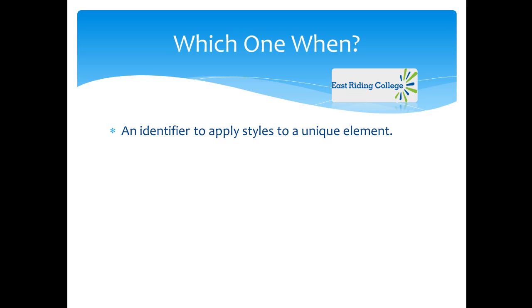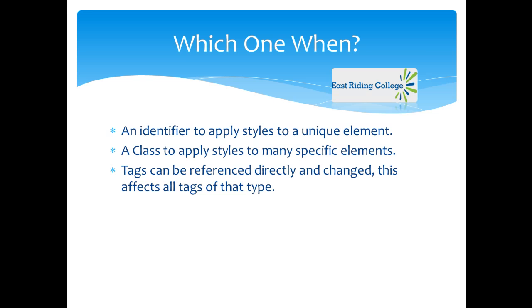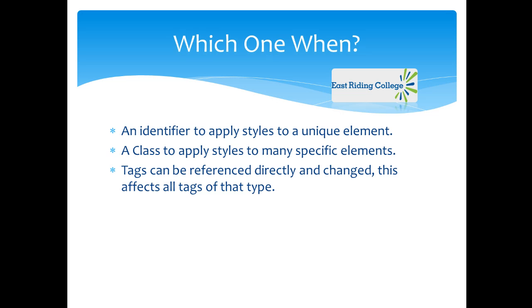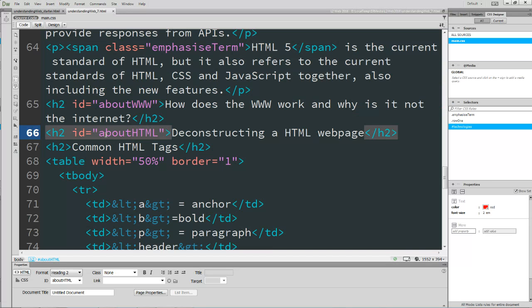Which one when? Well, an ID is for a unique element. So usually you do that in structure, and classes, obviously, are used for many specific elements, perhaps to highlight something or to do something repetitive, to give a specific style to a section of things within a page. They can be referenced directly when you're doing your CSS, but they can also be referenced broadly.